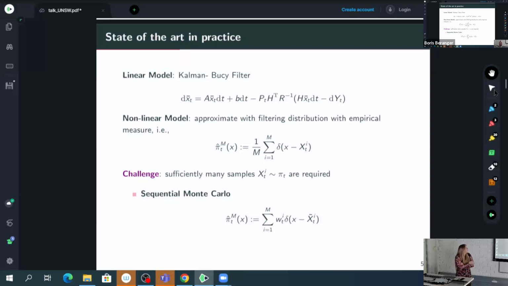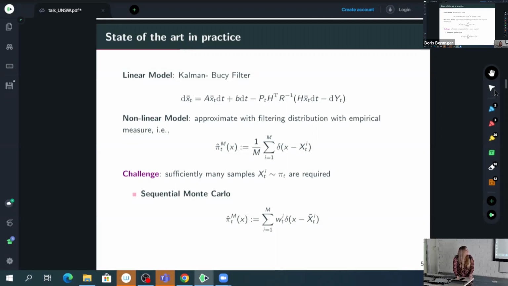And these equations have been known for, I don't know, 60 years now. They're called the Kalman-Bucy filter. And what you can see here, the first equation is just the evolution of the mean. And there's a similar equation just for the second moment. And the problem really arises when the model is nonlinear. And in that setting, we have no idea what the analytic structure of the filtering distribution is.